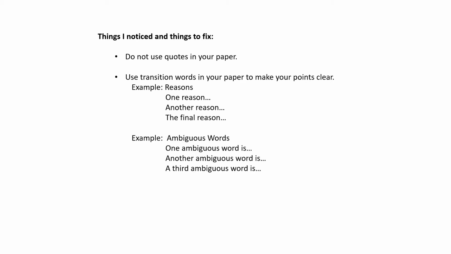If you're listing ambiguous words, the same idea. One ambiguous word is, another ambiguous word is, a third ambiguous word is. So use those to help show me what your words are. And you would do the same thing with evidence and anything that has to do with listing. Show me very clearly where your points are in your paragraphs, okay?